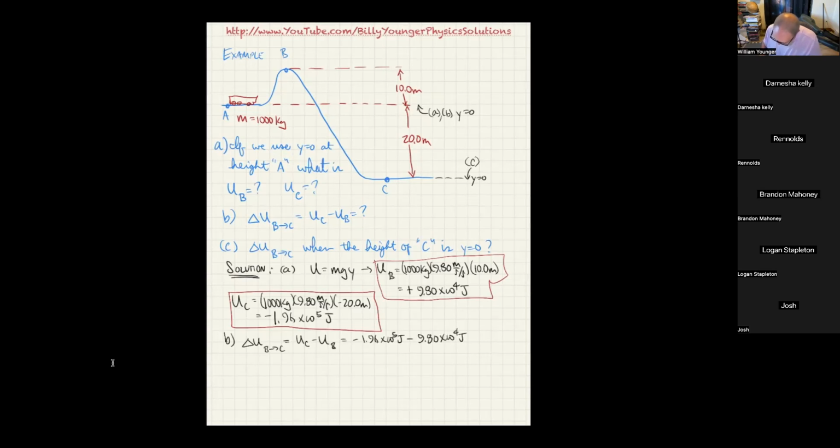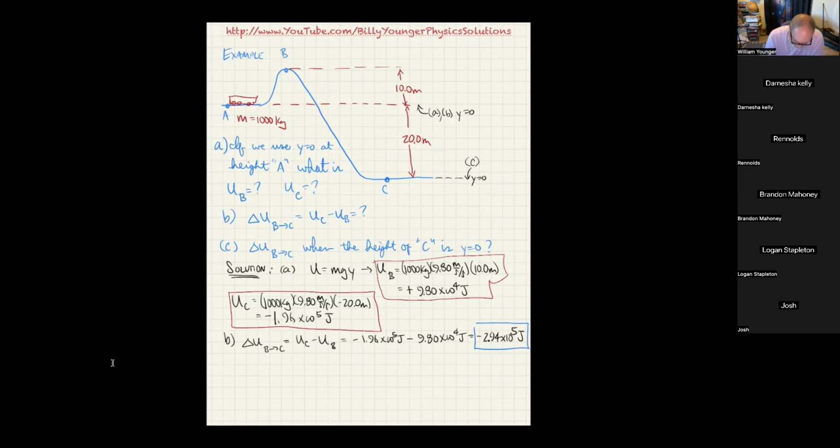So I'll say minus 9.8 e to the 4th. And this gives me -2.94 times 10 to the 5th joules. So that is the change in potential energy for part B using y equals 0 at height A.